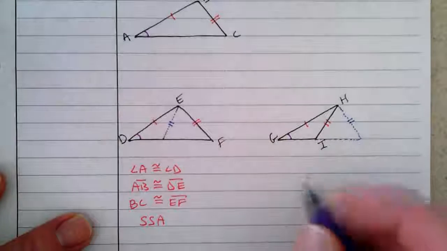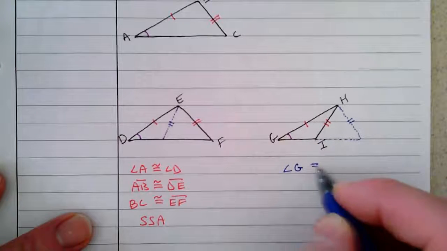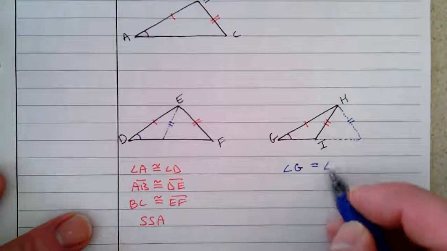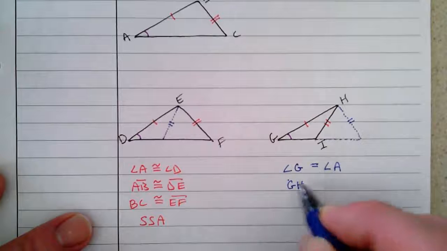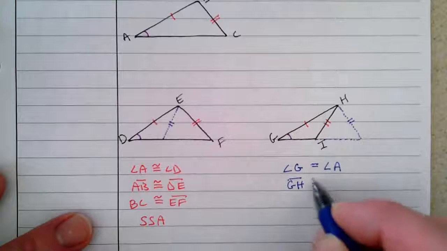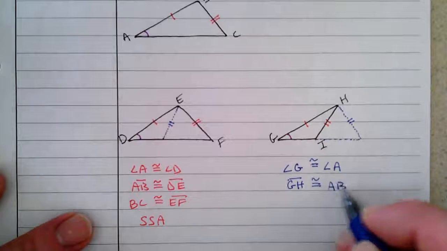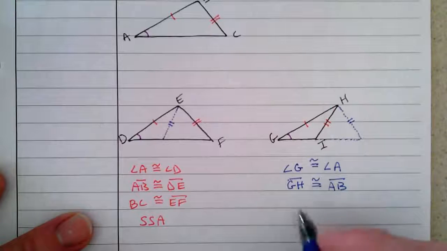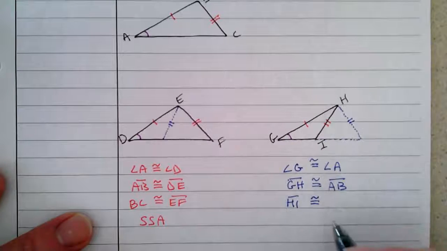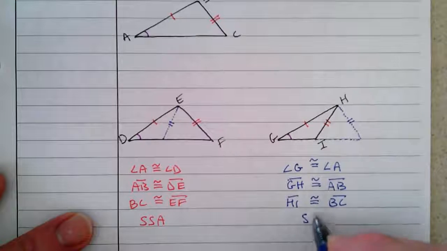And then over here, we've got that angle G is congruent to angle A. We've got that side GH is congruent to side AB. And we've got that side HI is congruent to side BC. Side-side angle.